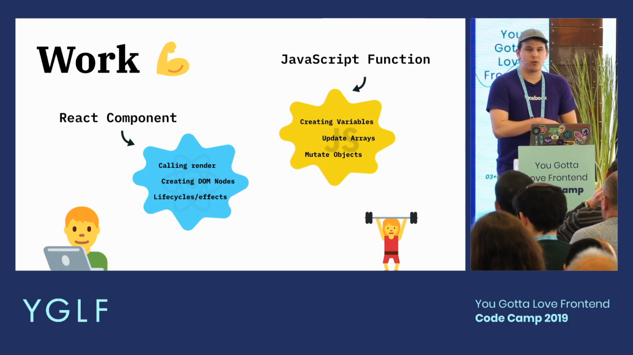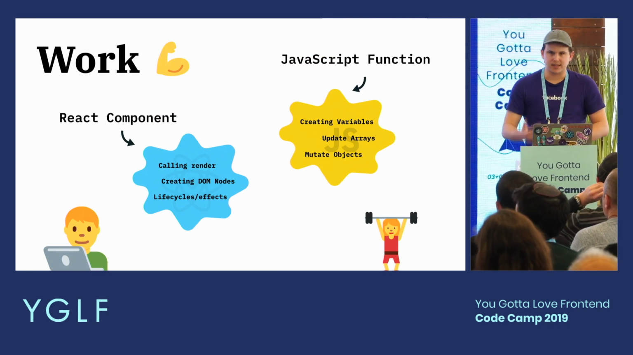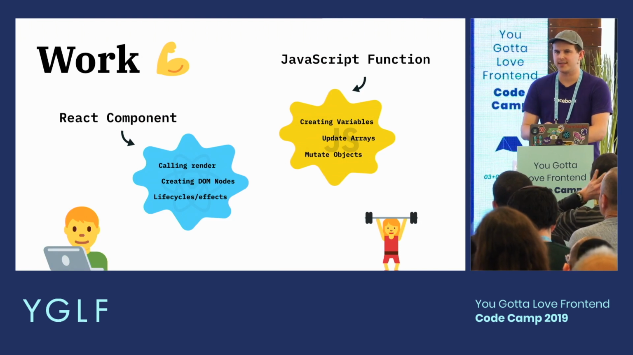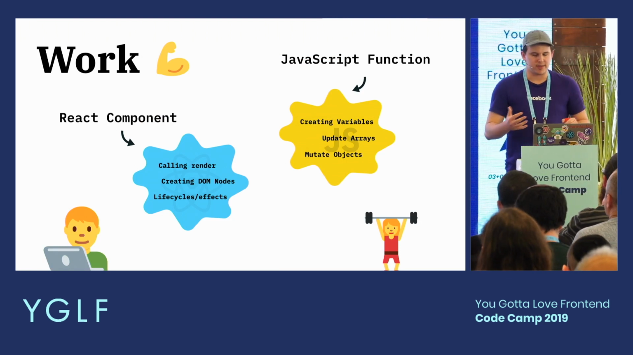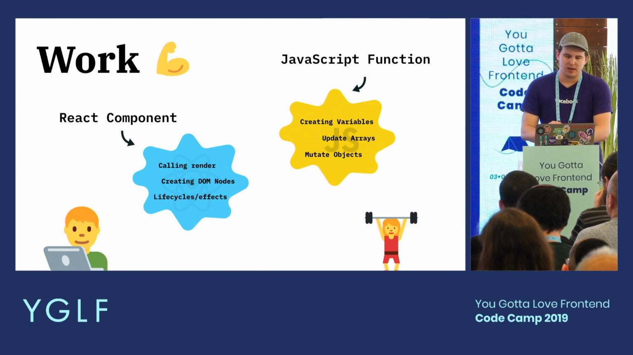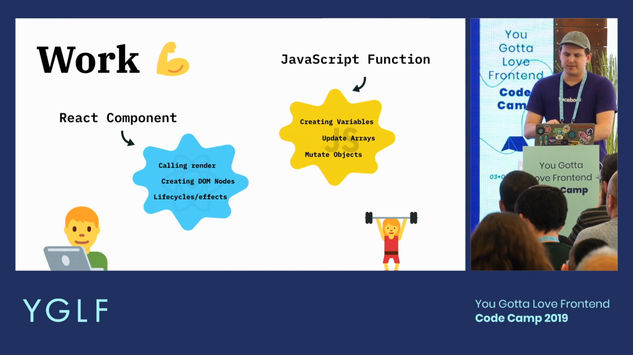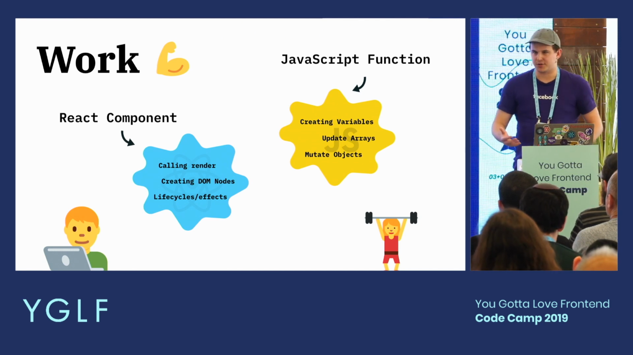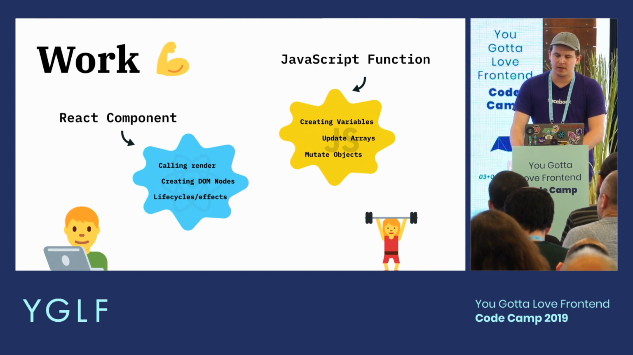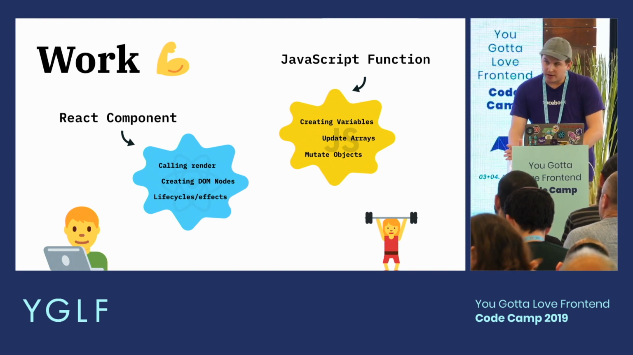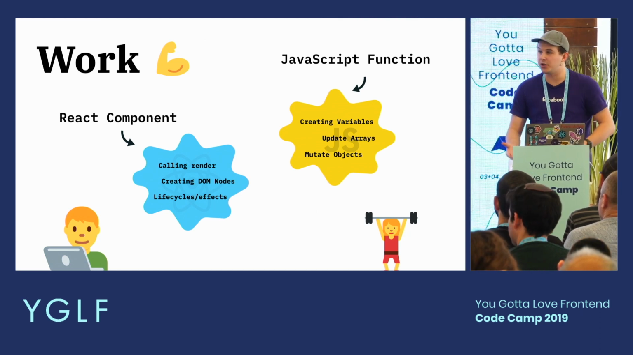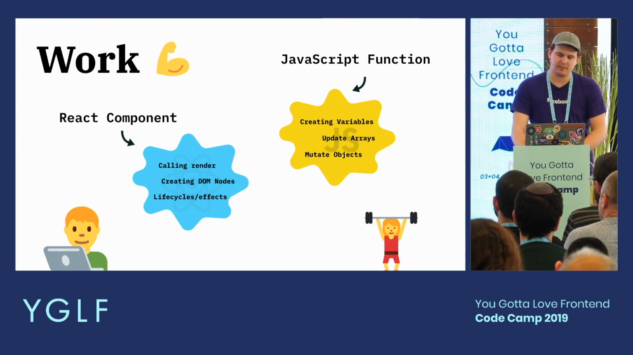So with React, the work that it has to do is things like creating DOM nodes, calling render, other lifecycle methods, the whole process of reconciliation, right? Everything that we would say is the responsibility of the React library. Now with JavaScript, we just define work as the stuff that JavaScript has to do, the stuff that the engine or the runtime is responsible for. And that's things like creating variables, updating arrays, control flow, anything like that, basically executing your program, right?